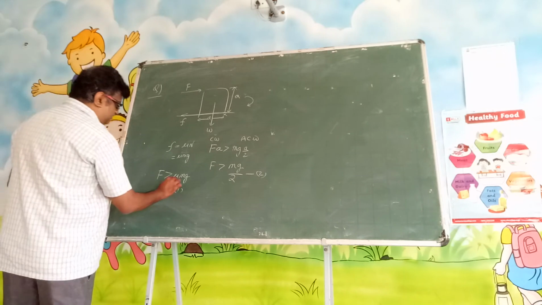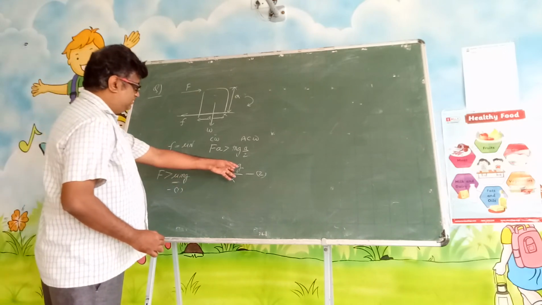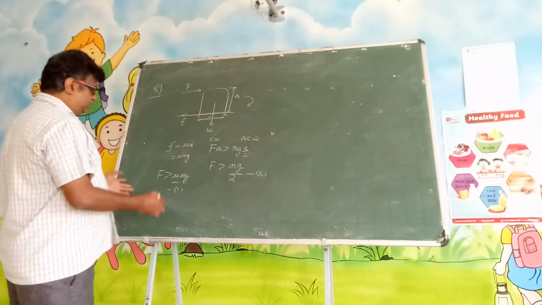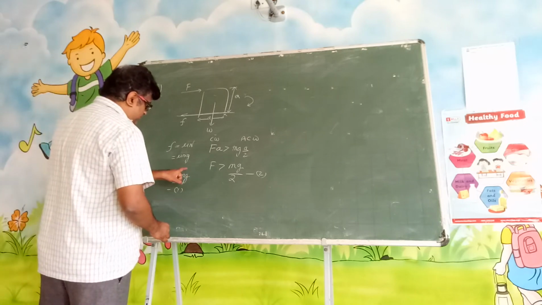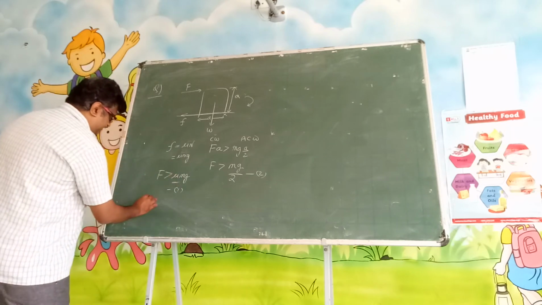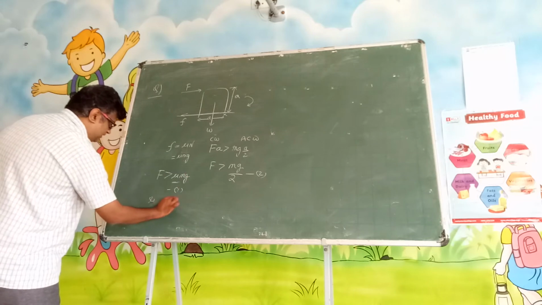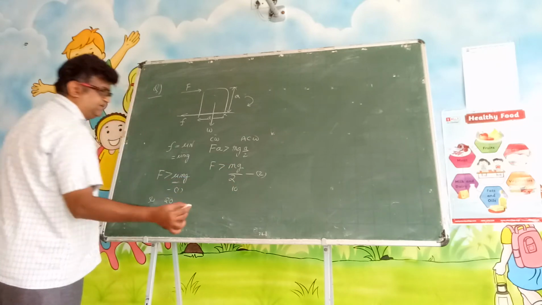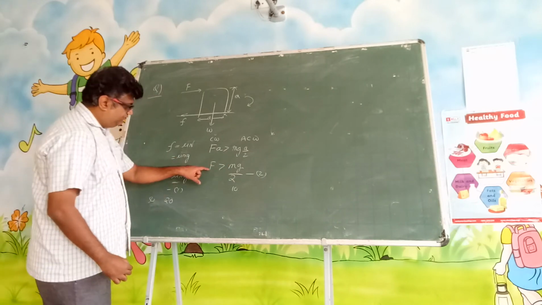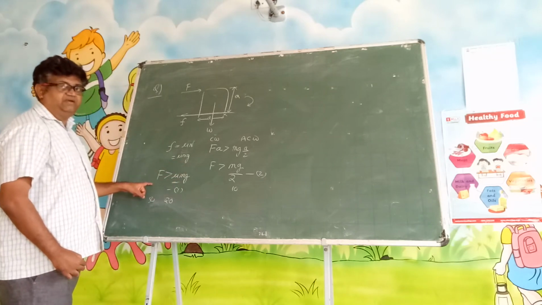So let us take a condition that this value can be 10, this can be 20, F can be 50. 50 is greater than 10 and 50 is greater than 20 also. What happens if this value is greater than this value? Let us say F is 50, this value is 20 and this value is 10. I am just taking an example. That means this value is more than this value. If F is more than this, it will topple. If F is more than this, it will slide.